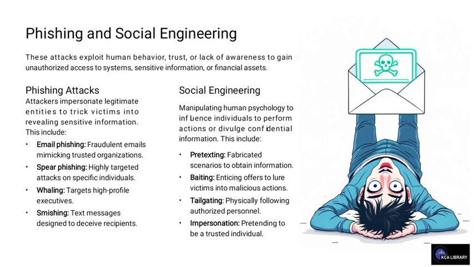We also have social engineering, which is manipulating human psychology to influence individuals to perform actions or divulge confidential information. It includes pretexting, which is a fabricated scenario to obtain information. There is also baiting, an enticing offer to lure victims into malicious action. Another is tailgating, which is physically following unauthorized personnel.